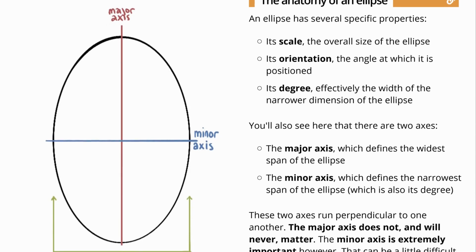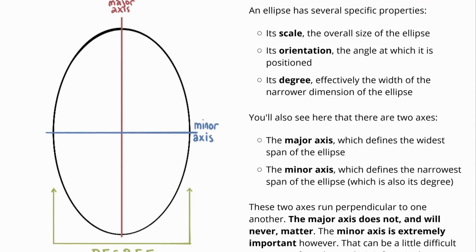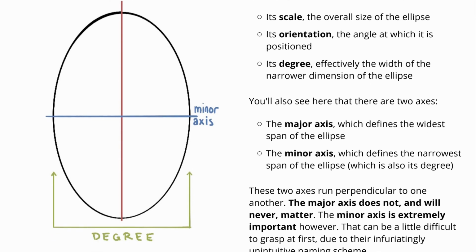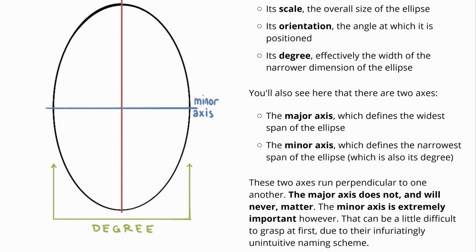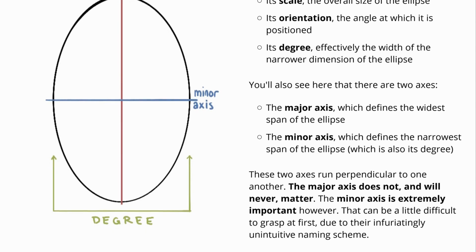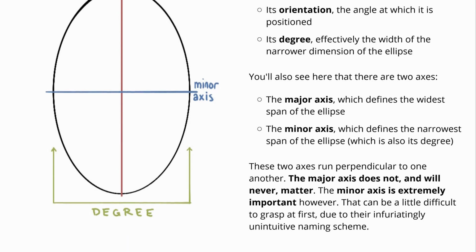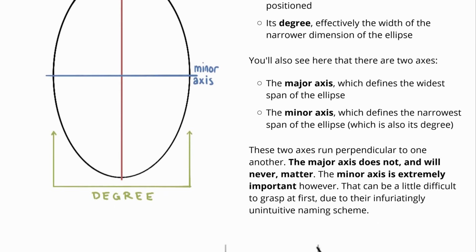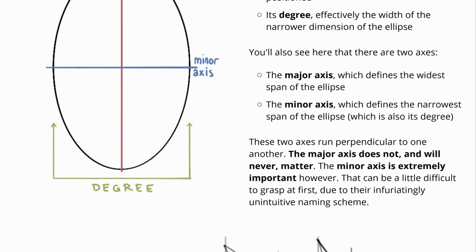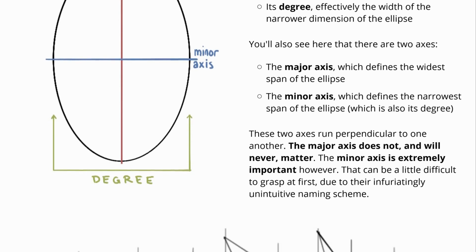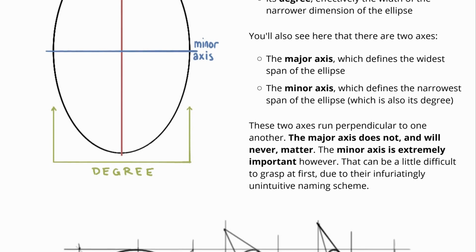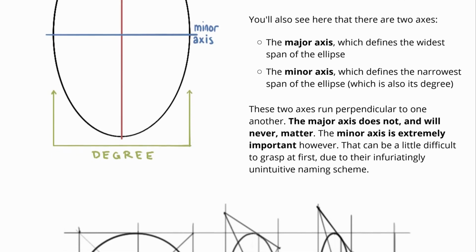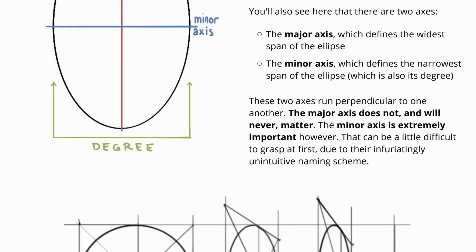You'll also see here that there are two axes. The major axis, which defines the widest span of the ellipse, and the minor axis, which defines the narrowest span of the ellipse, which is also its degree. These two axes run perpendicular to one another. The major axis does not and will never matter. The minor axis is extremely important, however. This can be a little difficult to grasp at first, due to their infuriatingly unintuitive naming scheme.